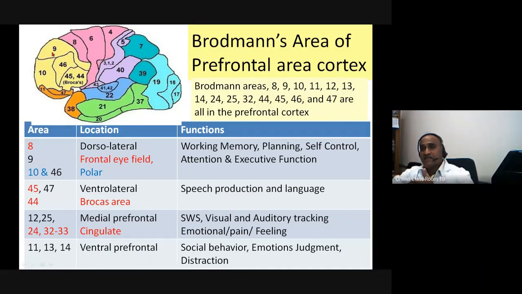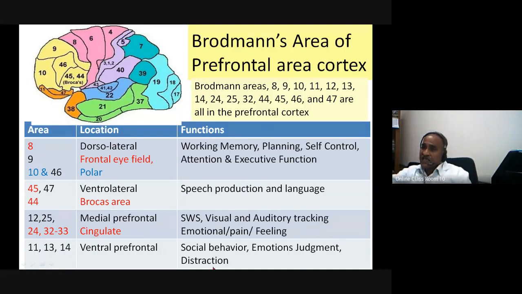Dorsolateral. This 9 and 10, 9 and 10 dorsolateral, even 46. 8, 9, 10, and 46 are dorsolateral. Then 45 and 47 are ventrolateral. Then 44, 45, 47 are the ventrolateral. Then comes the medial. Medial means 12, which is not seen here. 12 is inside. 12, 25, 24, 32, 33. These are medial prefrontal that forms the cingulate cortex. These are the parts of the cingulate cortex. Then ventral is here 11, 13, 14. So these are four areas.